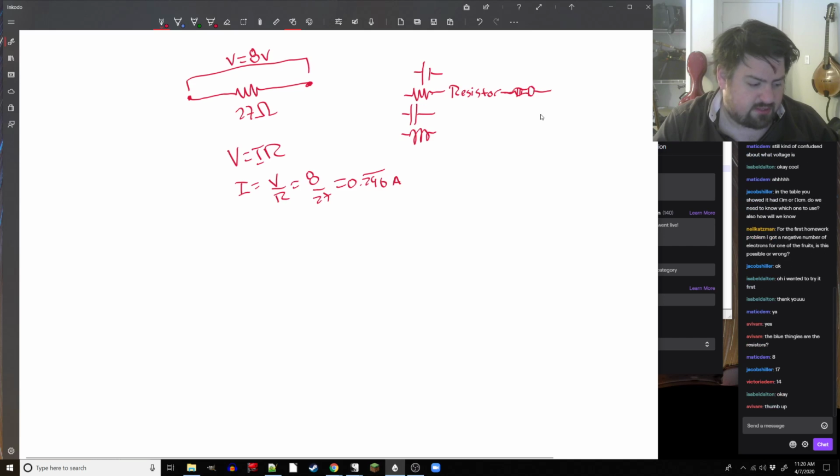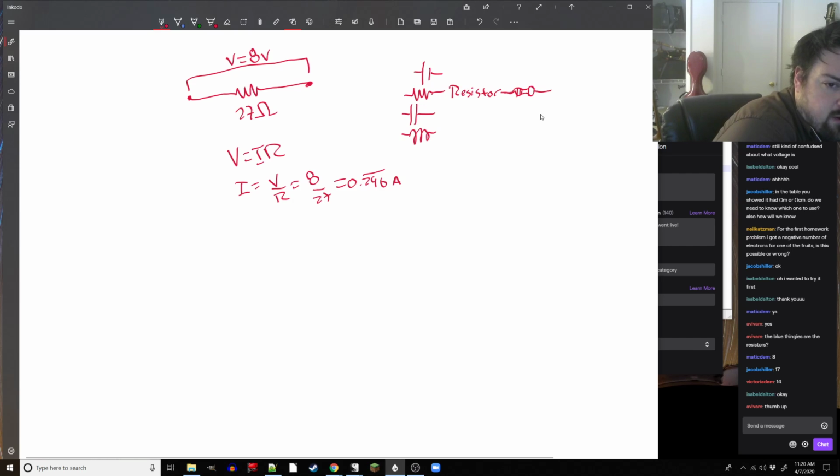Let's do a second part of this sample problem where we figure out the number of electrons flowing through the resistor with this current going on. So we know the amount of current.